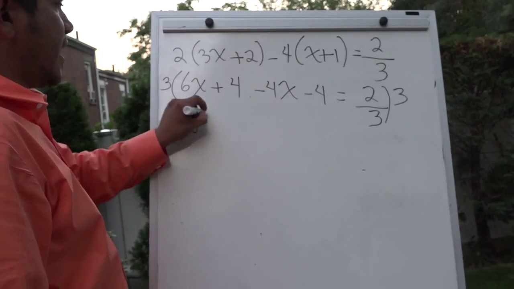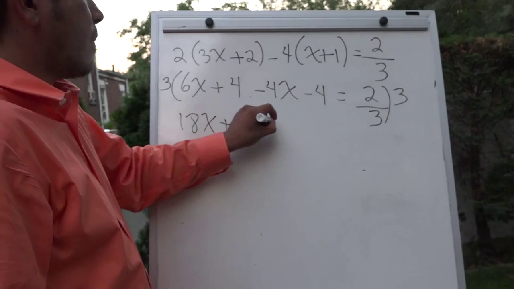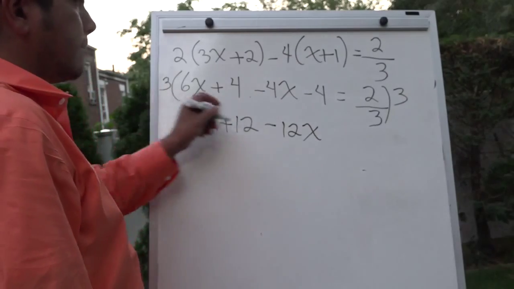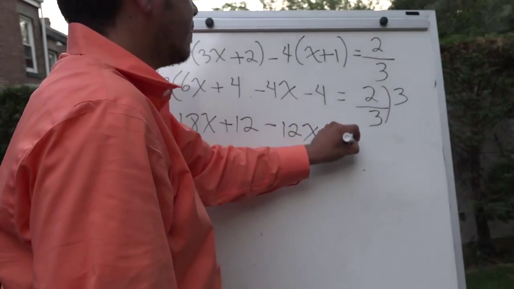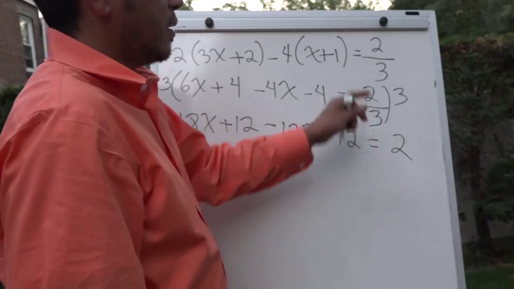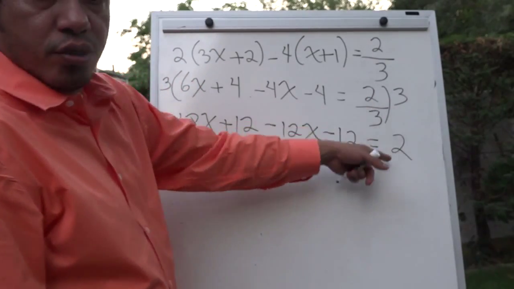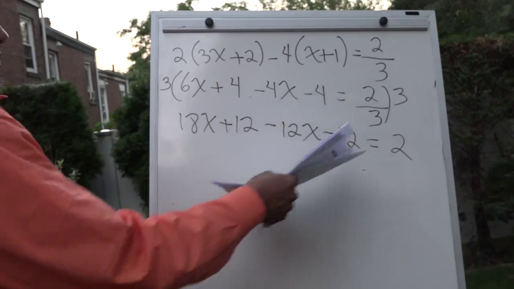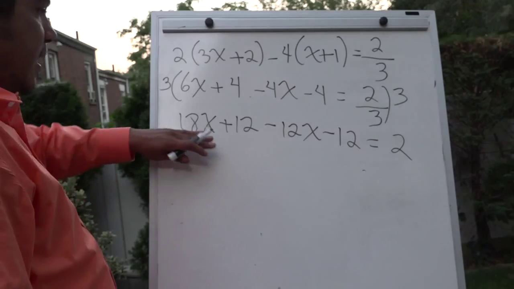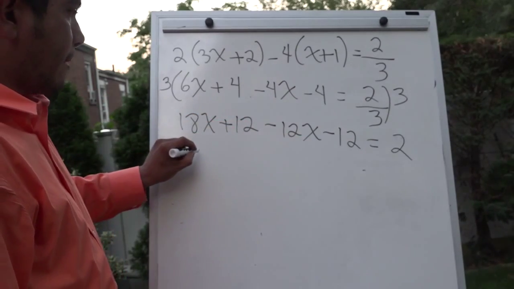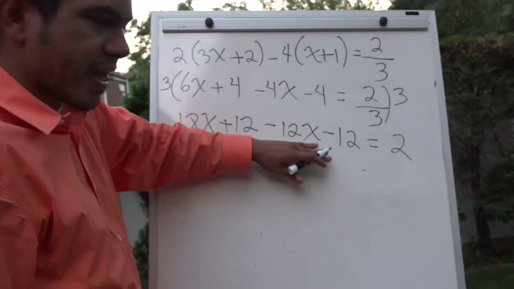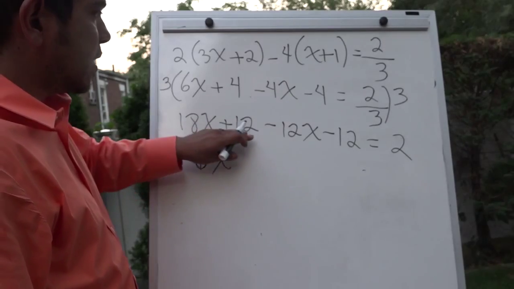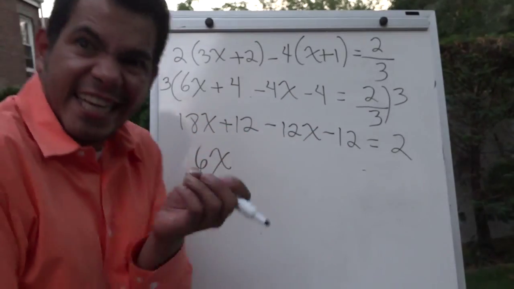So this becomes 18x plus 12 minus, what is this? 12x minus 12. 3 divided by 3 is 1 times 2 is 2. Okay. So fractions. Do I have like terms? Yes. 18x minus 12x is 6x. Very good. 12 minus 12, 0.